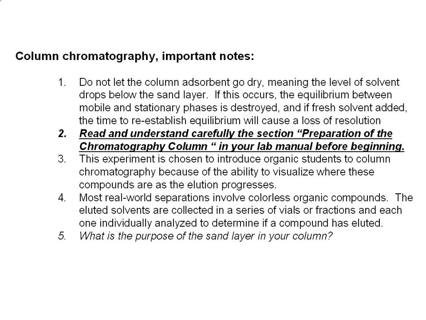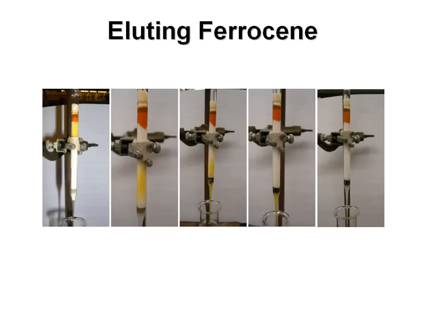And we chose this experiment because you can actually see the compounds eluting because they're colored. They're actually two different colors, the starting material and product. Typically, we separate compounds that you can't see, and so we collect things in a series of vials or fractions, and then we typically analyze each one to see where our products are. By the way, think about the purpose of the sand layer in your column. What's the main purpose of that?